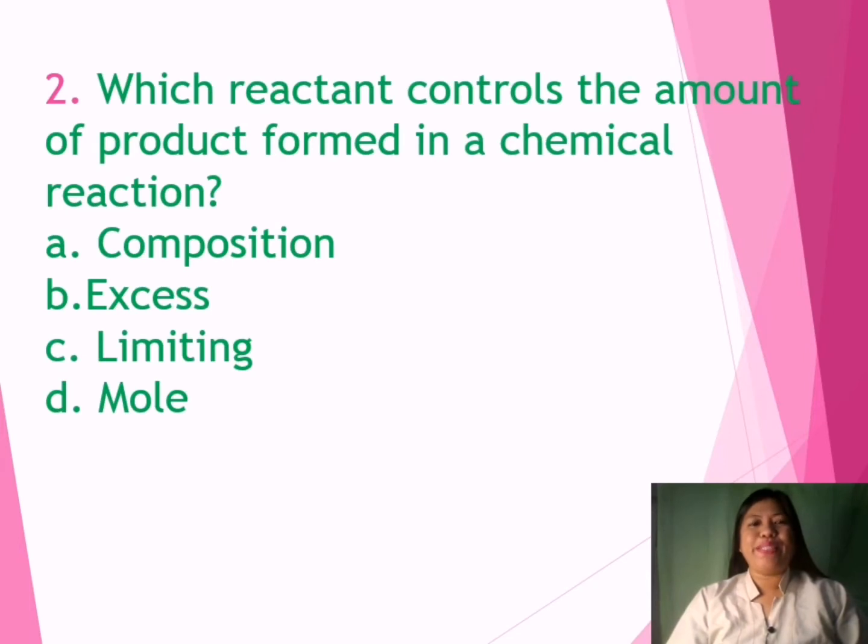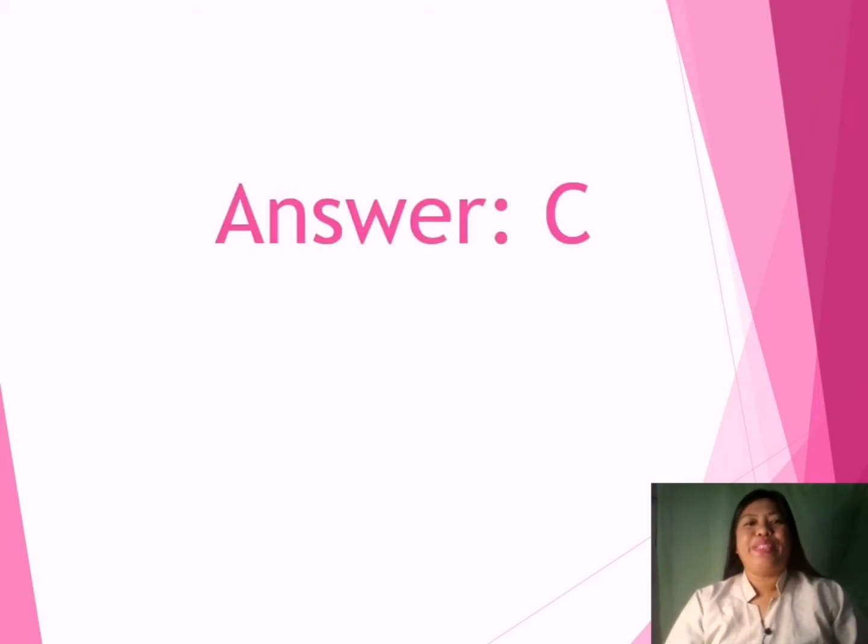Number 2 question. Which reactant controls the amount of product formed in a chemical reaction? Is it A. Composition, B. Excess, C. Limiting, D. Mole? 1, 2, 3, 4, 5. Very good. C is the correct answer. So, the limiting reactant controls the amount of product formed in a chemical reaction.